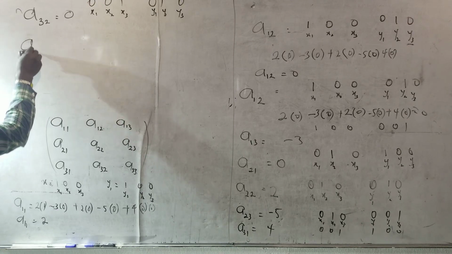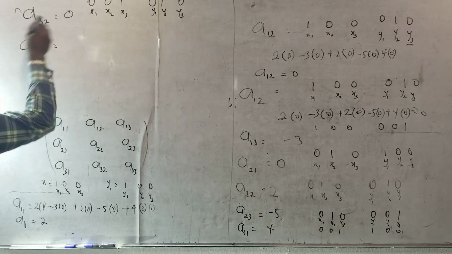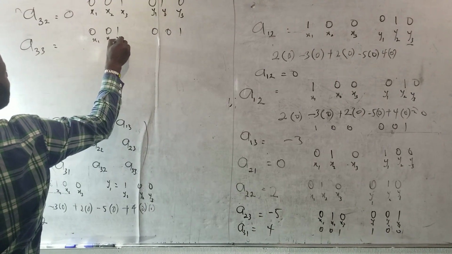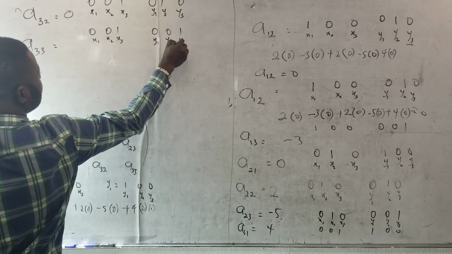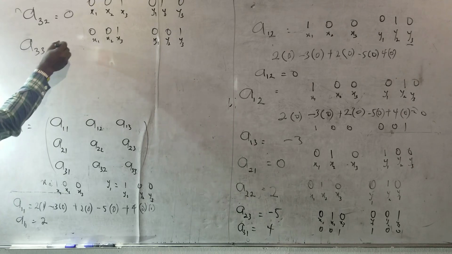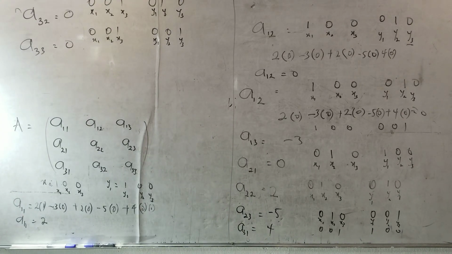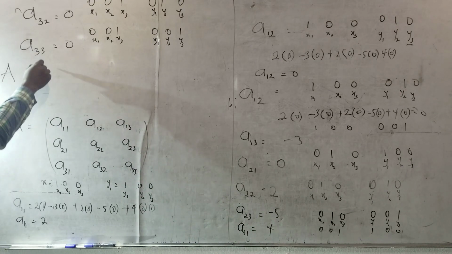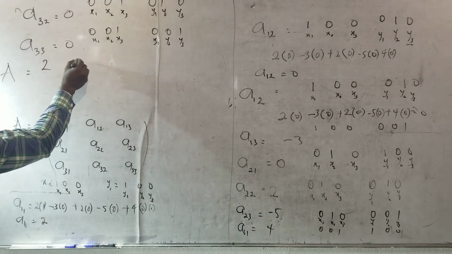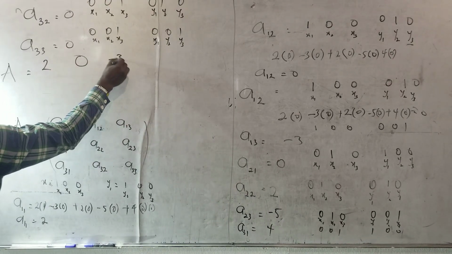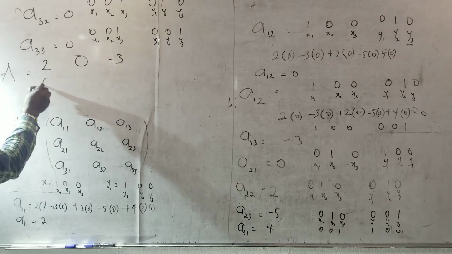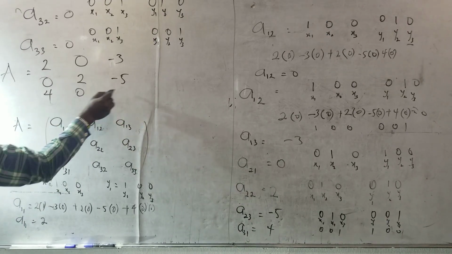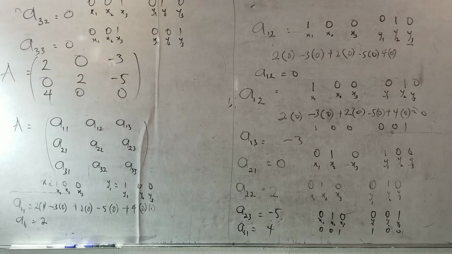And the last part of it is going to be A33, which is going to be what? At this junction, you are having 0, 0, 1, 0, 0, 1, X1, S2, S3, Y1, Y2, Y3. When you do that, you are expected to have 0. Now, on your matrix that we are talking about, your matrix A will be equal to A11 is 2. It will be what? 0 and minus 3, and 0, 2, minus 5, and 4, 0, 0. That is the matrix you are expected to have by studying.